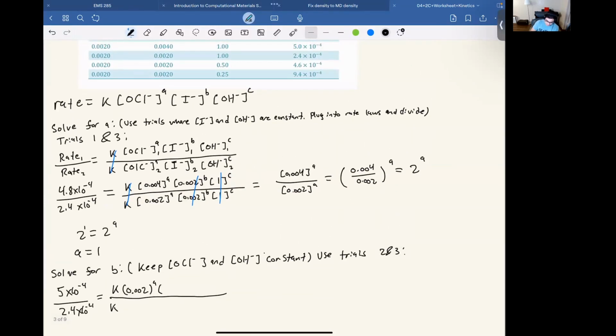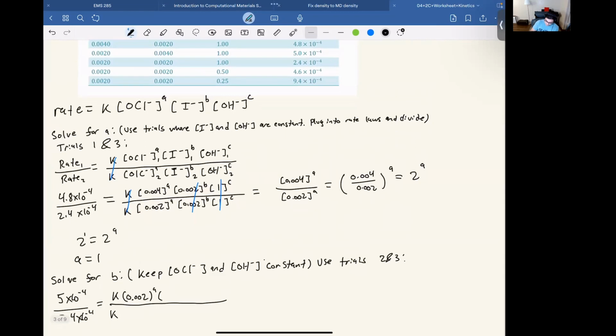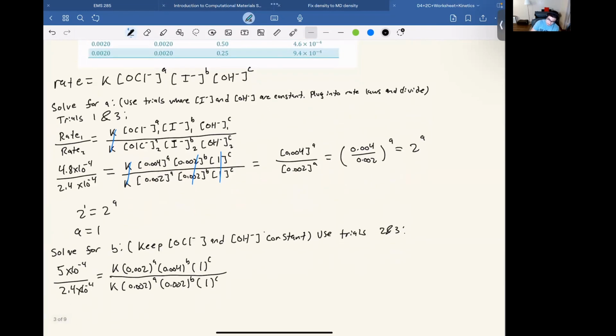The iodine from trial 2 is 0.004. The B power, the hydroxide is 1. The OCl minus is the same. The iodine is halved. The hydroxide is the same, right? By what we wanted, these all cancel out. Doing our reduction on the right side, we end up getting 2 to the B power.